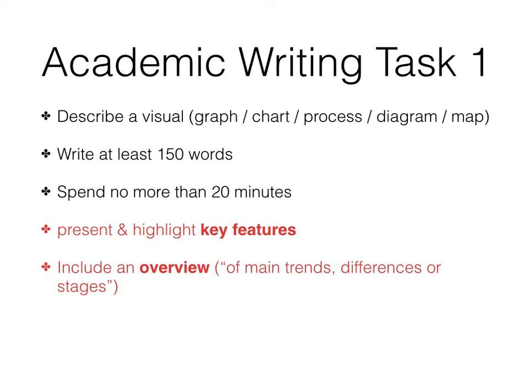Next thing, you must include an overview. This is a general statement of the main trends, differences, or stages. I'll show you how to do this shortly. A final thing to mention is data. What is data? It's just numbers or percentages or whatever your graph is showing. $500, 250,000 people, 28% of students, whatever. In your Task 1, the examiner checks for these specific numbers or percentages that support the statements you're making.